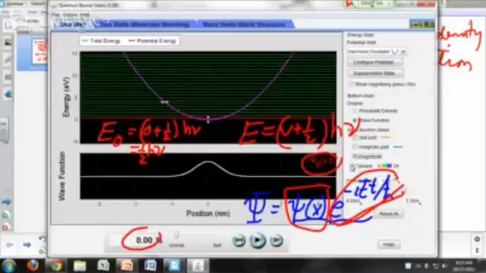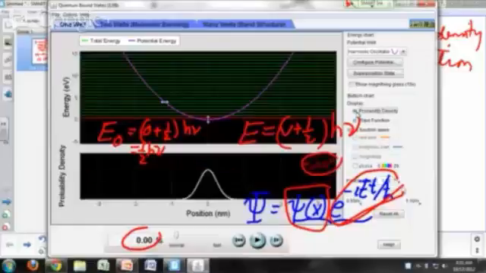Okay, so there's the magnitude. That's your little psi. And that's the real part. And then the imaginary part is 0. So your little psi is just a real function in this case. If you want the probability density, then you plot the square of psi, and that's what it looks like. All right. So that's for the ground state.